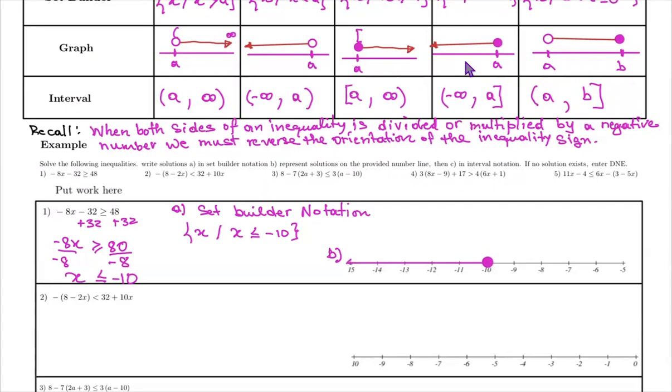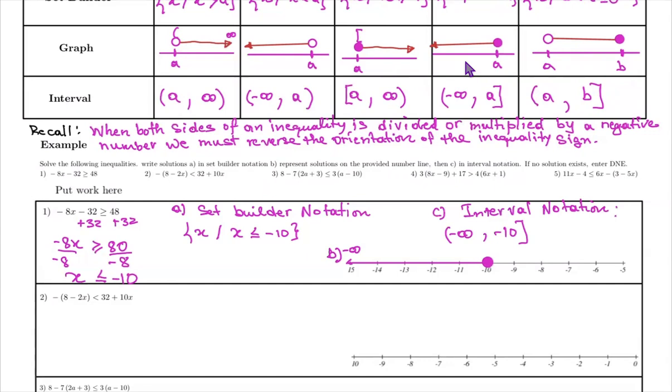So the interval notation of the solution is -infinity, because when you go to the left, it goes to -infinity. It gets smaller and smaller all the way to -infinity. And then -10, this time -10 is included, so we put a bracket.